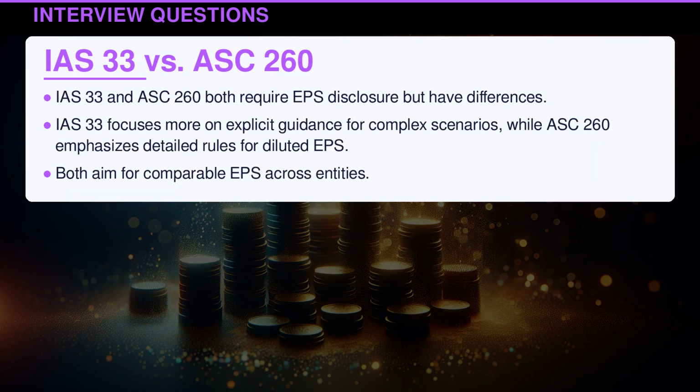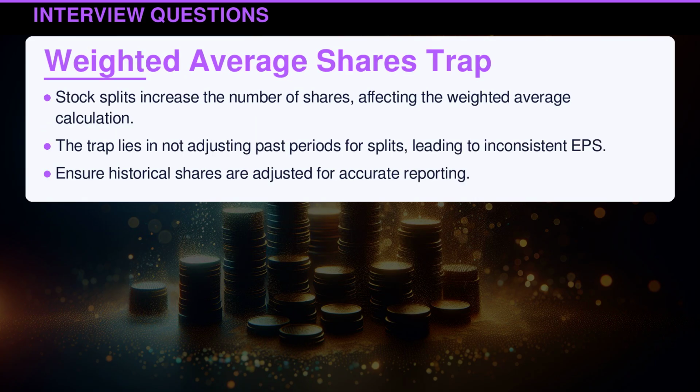IAS 33 and ASC 260 both require EPS disclosure but have differences. IAS 33 focuses more on explicit guidance for complex scenarios, while ASC 260 emphasizes detailed rules for diluted EPS. Both aim for comparable EPS across entities. Stock splits increase the number of shares, affecting the weighted average calculation. The trap lies in not adjusting past periods for splits, leading to inconsistent EPS. Ensure historical shares are adjusted for accurate reporting.